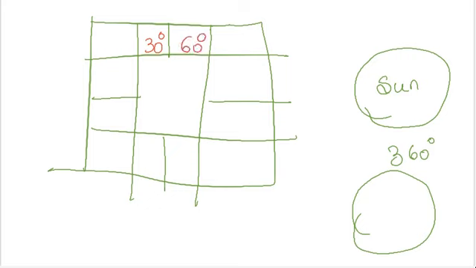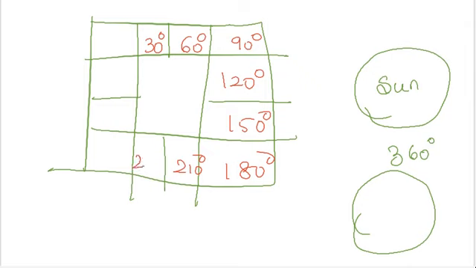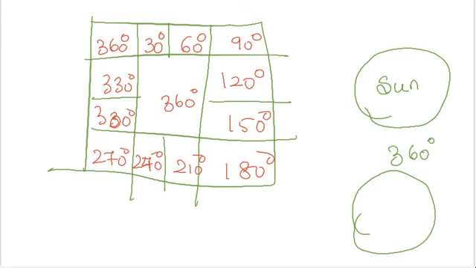30 degrees, 60, 90, 120, 150, 180, 210, 240, 270, 300, 330 and 360 degrees. So as I told you, the complete 360 degrees is covered in this rectangle box. So this is basically a horoscope.